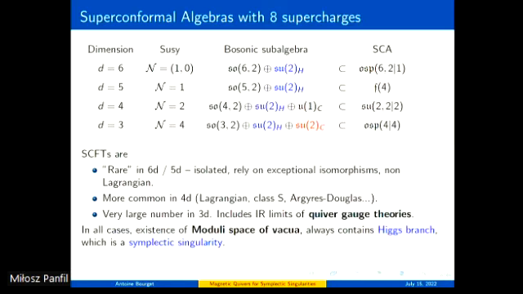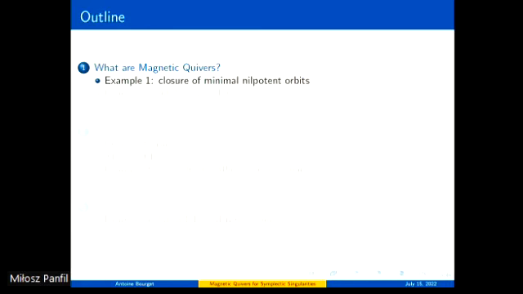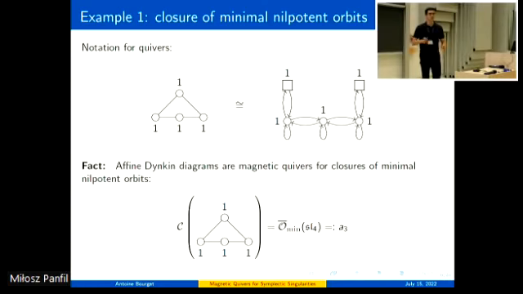I will show an example. Let me give very, very simple examples. The simplest class is closures of minimal nilpotent orbits.